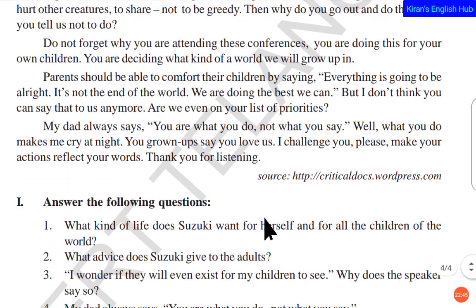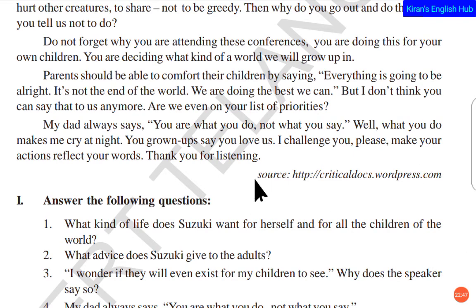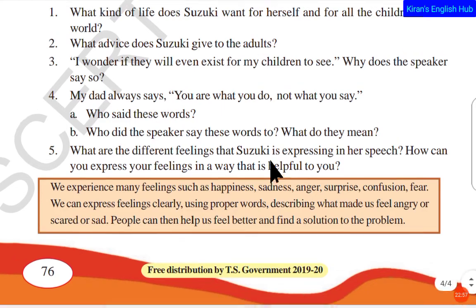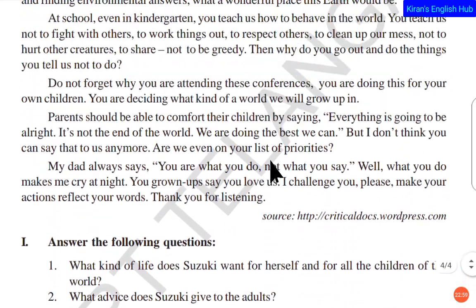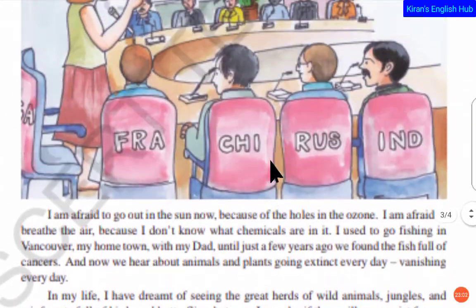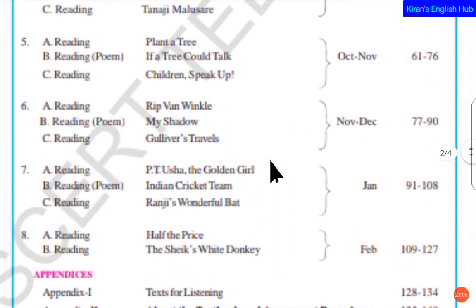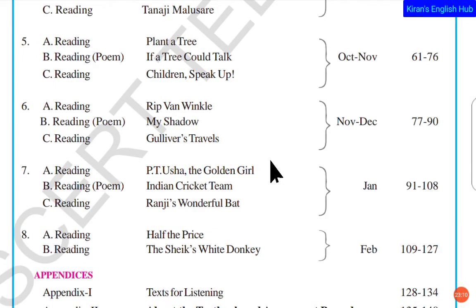This is the source of this lesson. You can go through this website if you want to know more about this lesson. I think we don't have any glossary here. We have some questions that will be dealt with later. So this is it for this video. In the next video we will come up with the next unit, reading A, Rip Van Winkle. That is another beautiful and wonderful lesson.